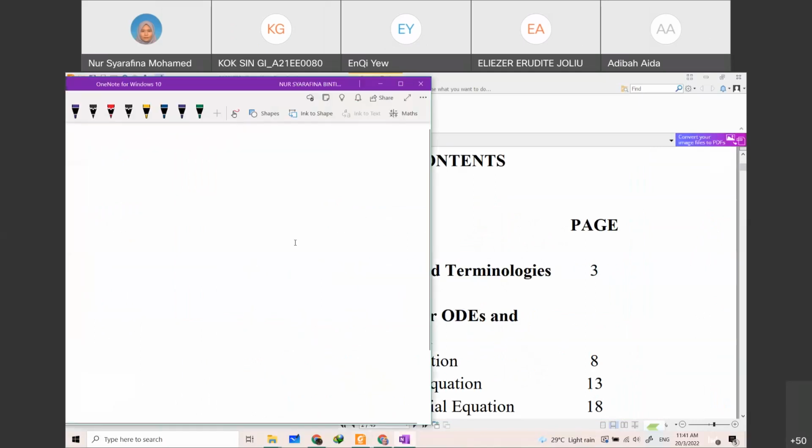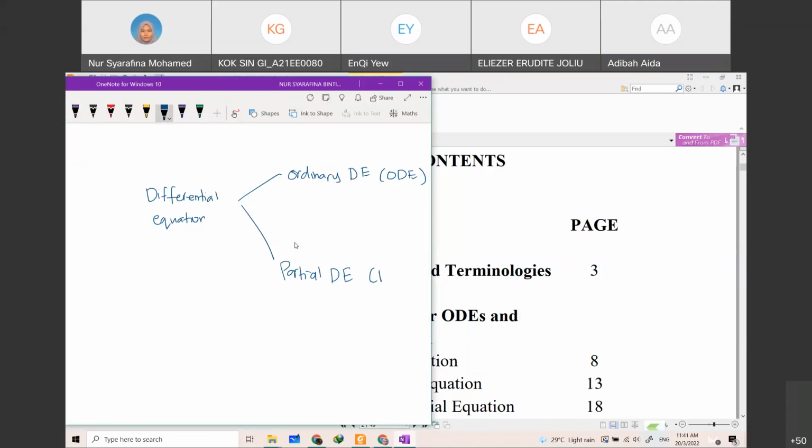Okay, so in differential equations, we're going to have ordinary and partial. Ordinary differential equation, we can call it ODE, and partial differential equation, we call it PDE. So in ordinary differential equations, we also have first order, second order, and so on.